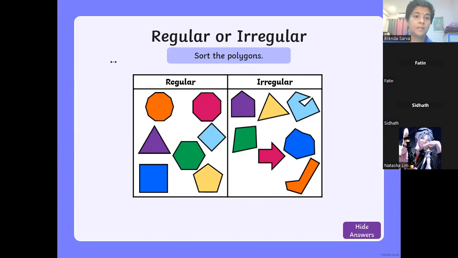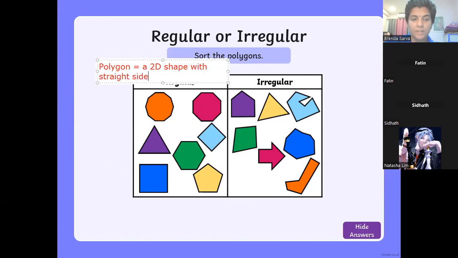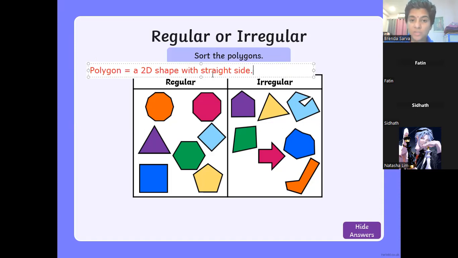Okay, let's not beat around the bush. I'll get straight to the point. Guys, get this. Remember this. A polygon is a two-dimensional shape. Remember, it's not three-dimensional. We are not talking about cubes or cuboids or cylinders or pyramids. No, we are talking about a two-dimensional shape with straight sides. That means there are no curvy sides to it. A polygon is a 2D shape with straight sides.